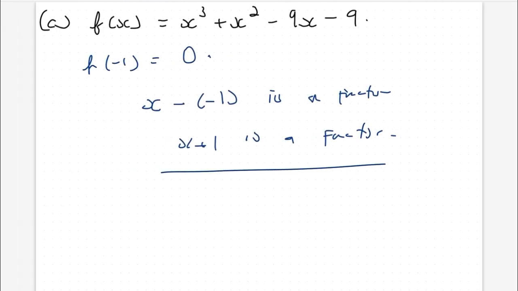Alright, matriculants, in the next video, we're going to be looking at how to factorize a cubic polynomial.